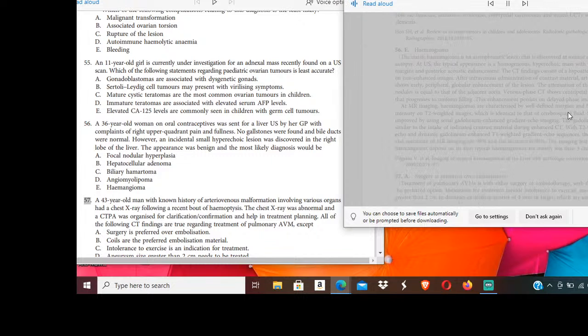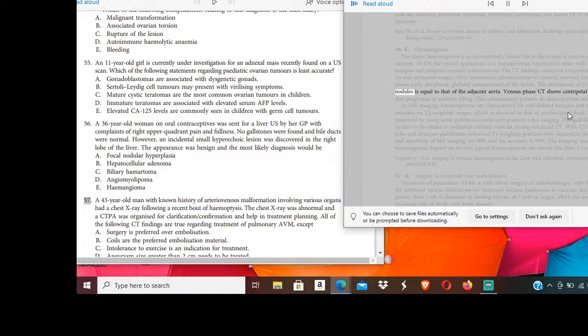Hemangioma is an asymptomatic lesion that is discovered at routine examination or autopsy. At US, the typical appearance is a homogeneous, hyperechoic mass with well-defined margins and posterior acoustic enhancement. The CT findings consist of a hypoattenuating lesion on non-enhanced images. After intravenous administration of contrast material, arterial phase CT shows early, peripheral, globular enhancement of the lesion.